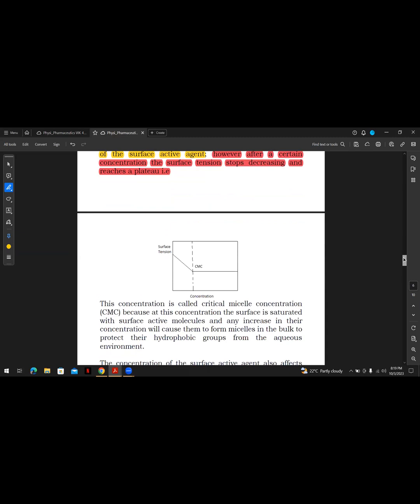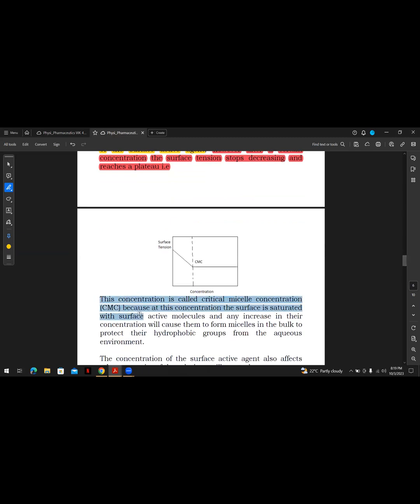So it's like when you introduce an impurity, for example, a powder on water, so the more it's adsorbed, the more it exerts pressure, the more it reduces surface tension proportionally. But at some point, once it gets saturated, it will reach a plateau. So this over here is the plateau, and I think at that plateau is where it's maximally concentrated. So this concentration is called critical micelle concentration. This is because at this concentration, the surface is saturated with surface active molecules that I had explained. So even if you increase the concentration, it's not going to decrease the surface tension. Instead, it will form micelles in the bulk to protect the hydrophobic groups from the aqueous environment.